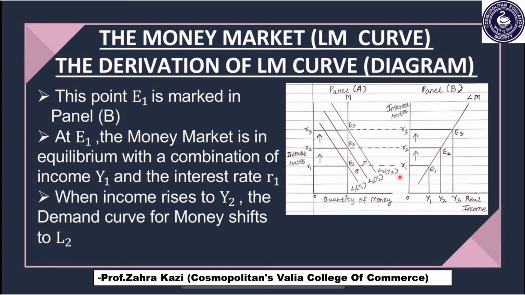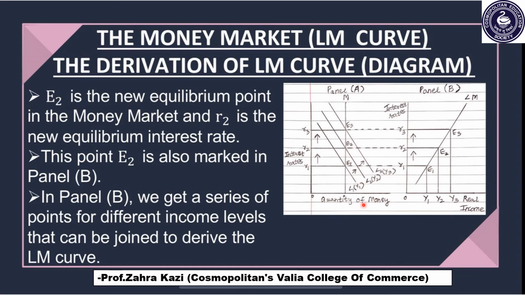Thereafter, once the income increases from Y1 to Y2, the demand curve, that is the demand for money curve, will shift towards the right. So the initial demand for money curve was L1, it will shift upwards from L1 to L2.